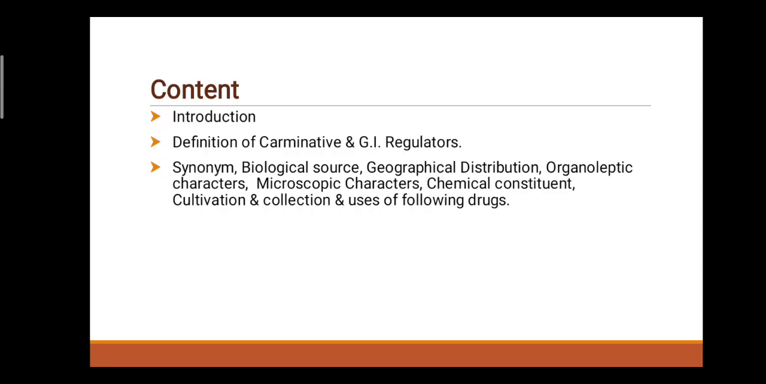Content of presentation: Introduction. Definition of carminative and GI regulators. Synonym, biological source, geographical distribution, organoleptic characters, microscopic characters, chemical constituent, cultivation and collection, and uses of the following drugs. First one, cardamom. Second one, coriander. Third one, fennel.